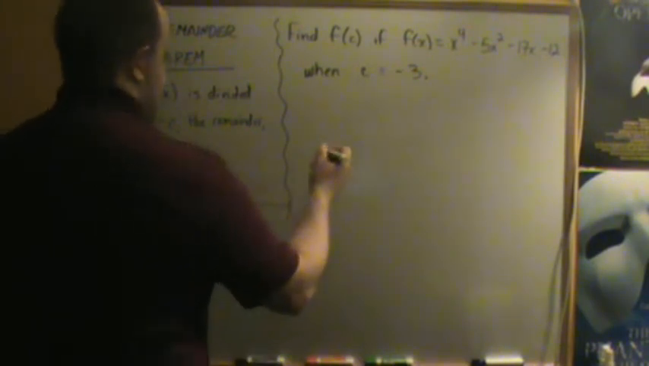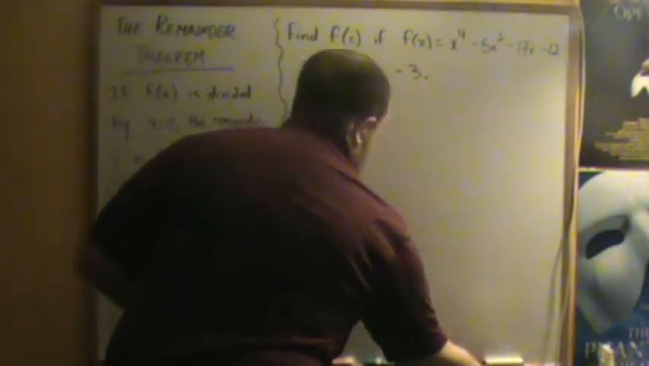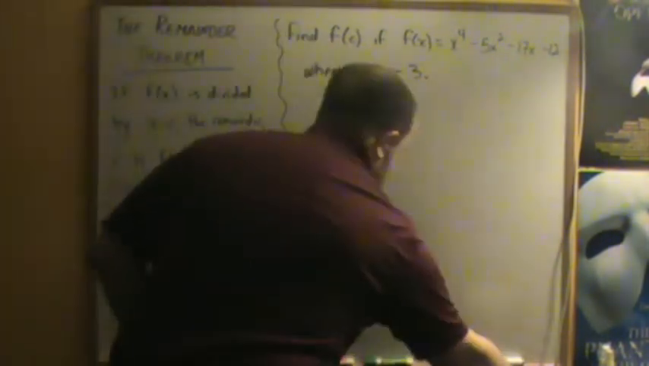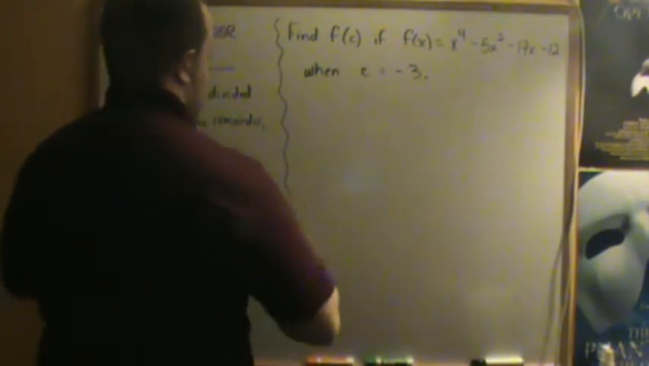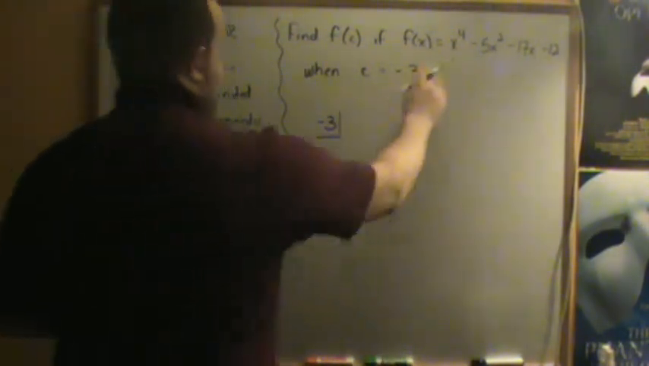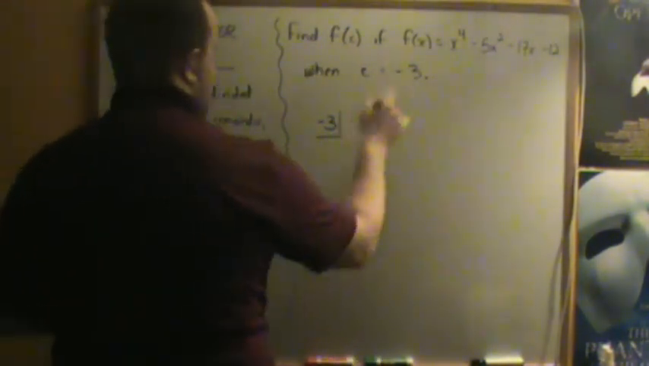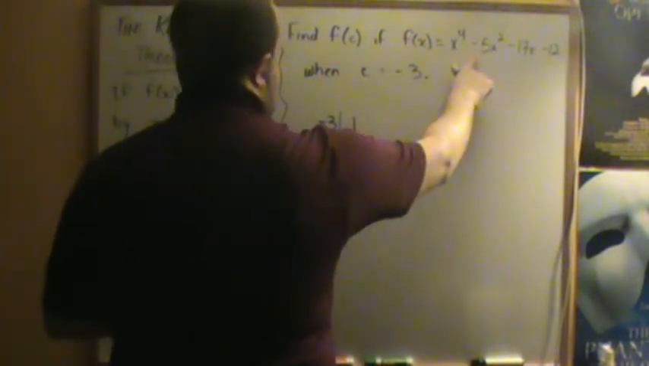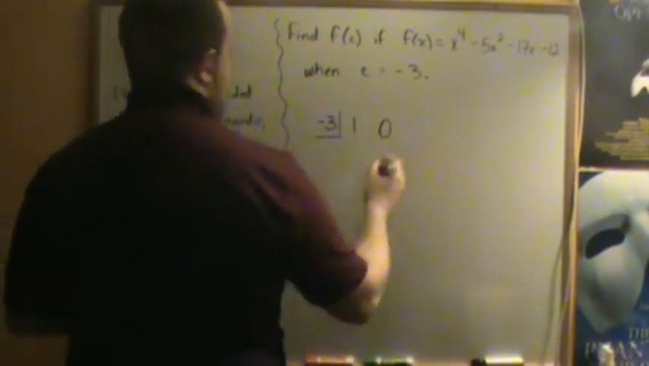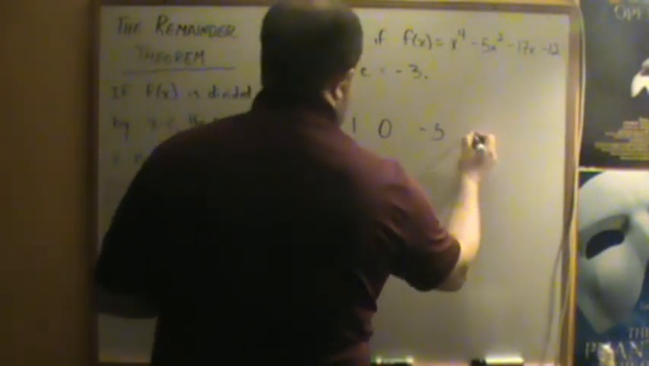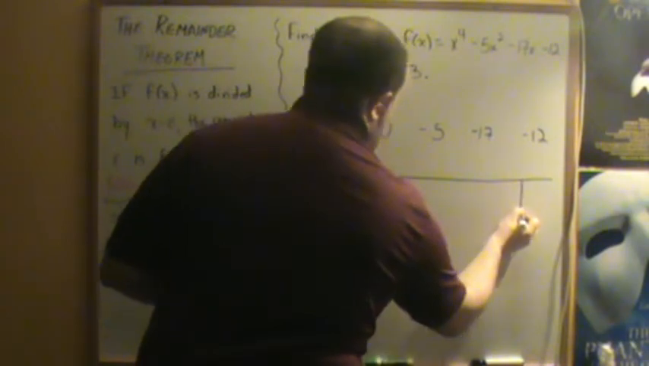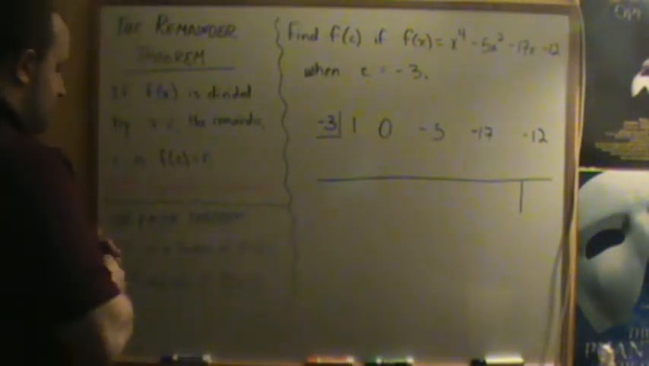So what we'll do here is we'll use synthetic division, and apparently my blue pen doesn't want to work today. We'll take our value of c, which is negative 3, put it in that little box there, and then we'll write the coefficients of each of our terms in our function. Coefficient of x to the fourth is 1. Notice we don't have an x cubed term here in between x to the fourth and minus 5x squared, so we need that placeholder of 0. Next is negative 5, then negative 17, and then negative 12. Draw a line.